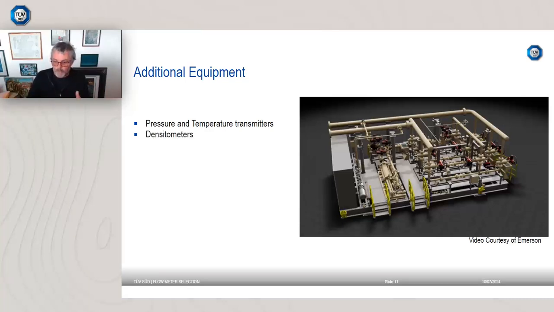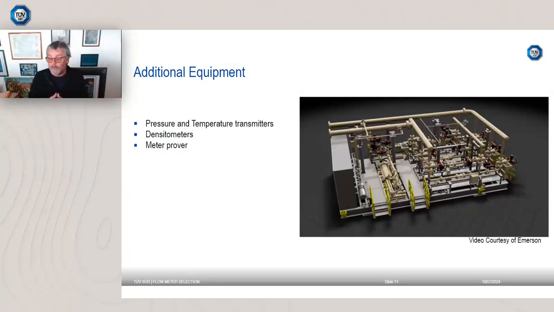Densitometers. Very often we need to know the density of the fluid. And again, very often we can't get away from that. They do cost money. They do weigh a little bit. They do take up space. So they have to be considered.